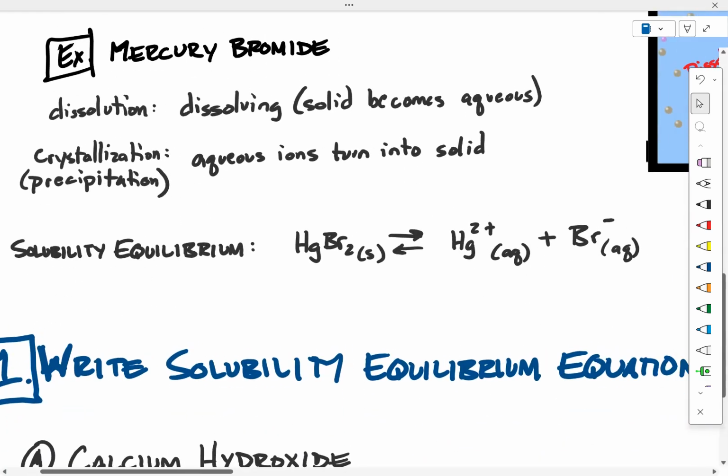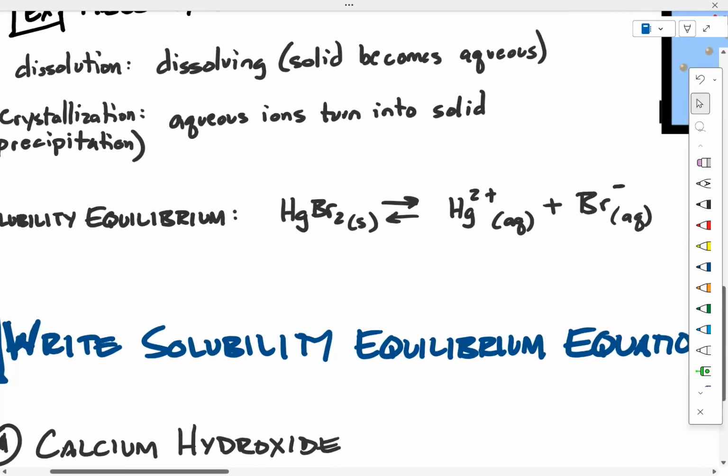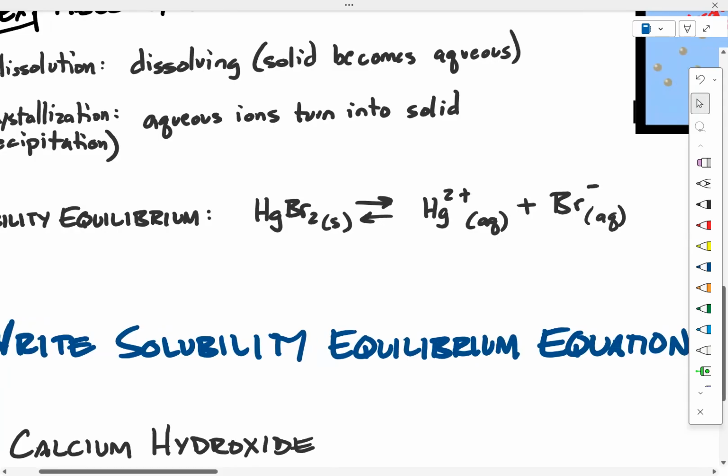All right, we can show both of these in a really convenient way when we write out an equilibrium equation. So this is the solubility equilibrium I was just describing with mercury bromide, solid on the left, mercury bromide.